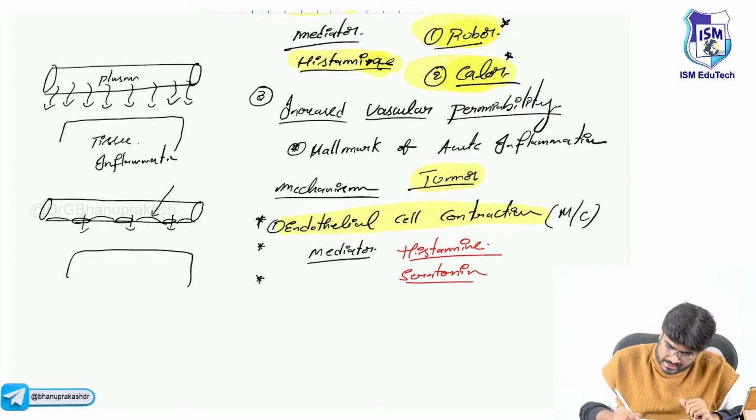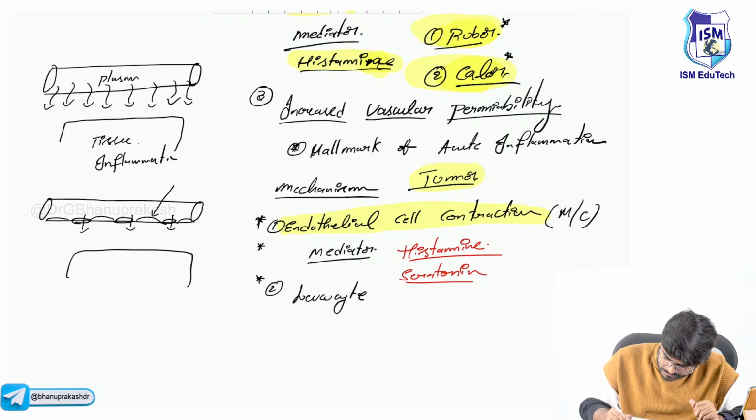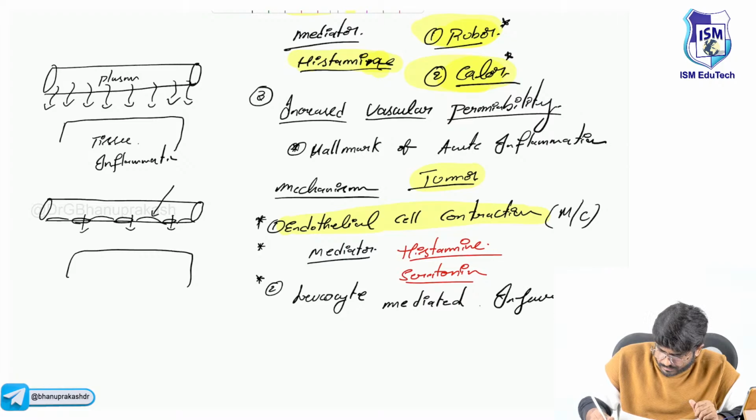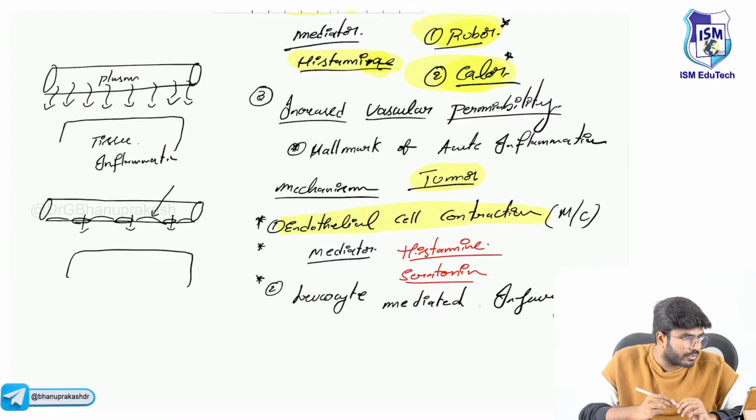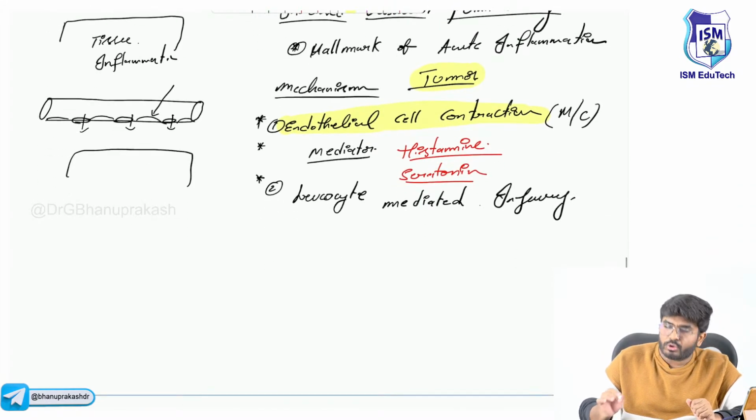The first mechanism is this. The second mechanism is leukocyte mediated injury. Okay, so direct leukocyte mediated injury to the cell. So what exactly is this leukocyte mediated injury?